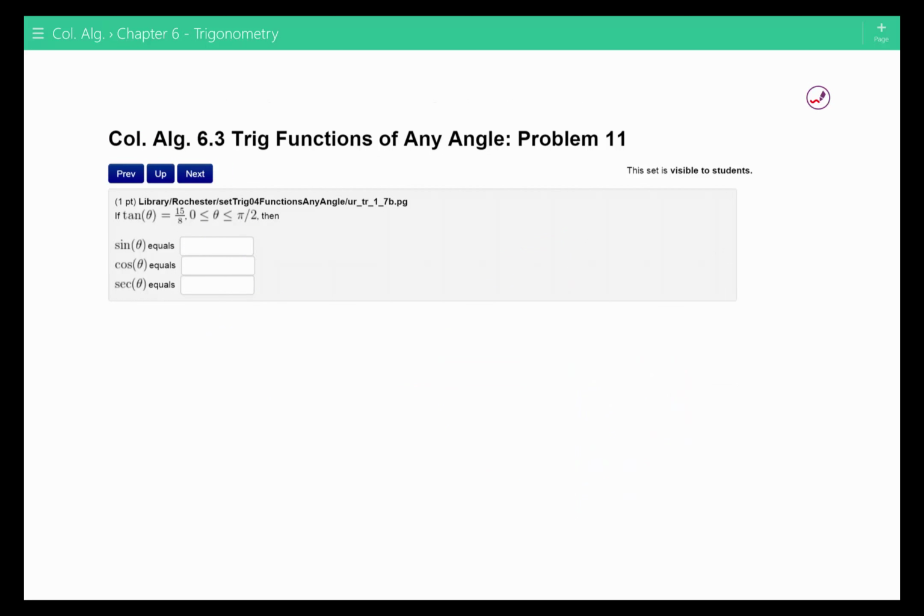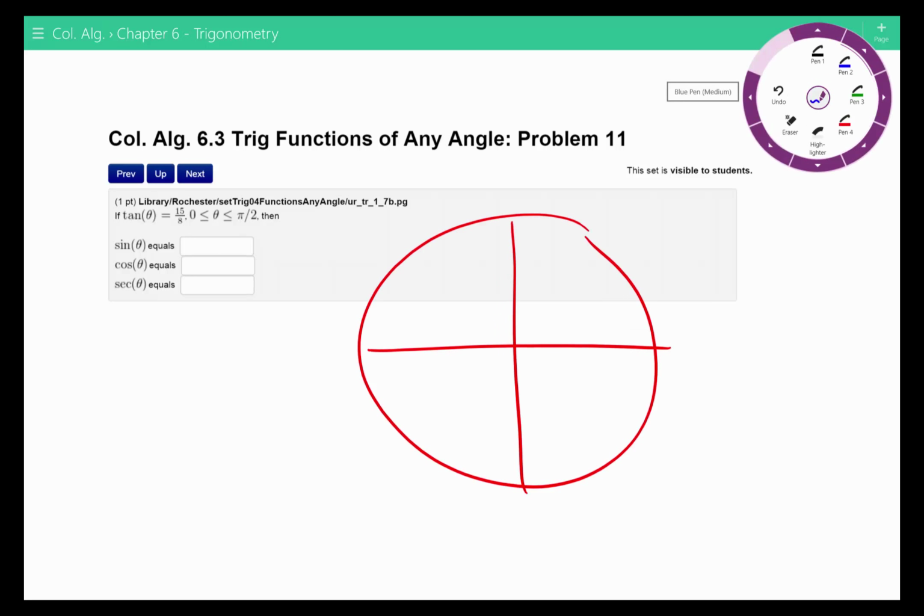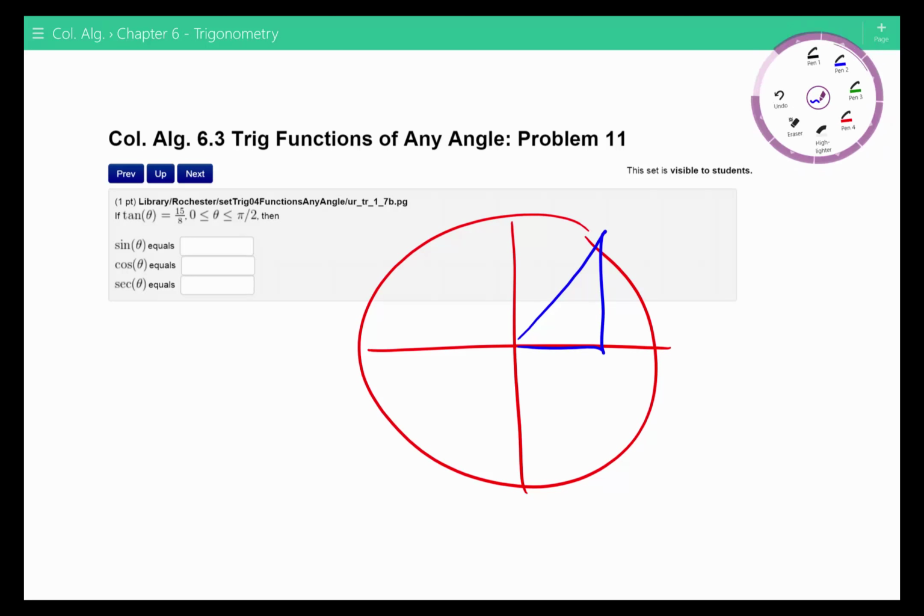Okay, the next problem gives us an angle that's between 0 and 90 again. So I'm going to draw that reference triangle between 0 and 90. And then I'm going to label what they gave me, which they told me that for theta, tangent was opposite over adjacent, 15 over 8. And I can use the Pythagorean theorem to find the hypotenuse. That gives me 17, so if I want to find the sine now, it's opposite over hypotenuse. The cosine is adjacent over hypotenuse. And the secant is the reciprocal of cosine, which is going to be 17 over 8 then.